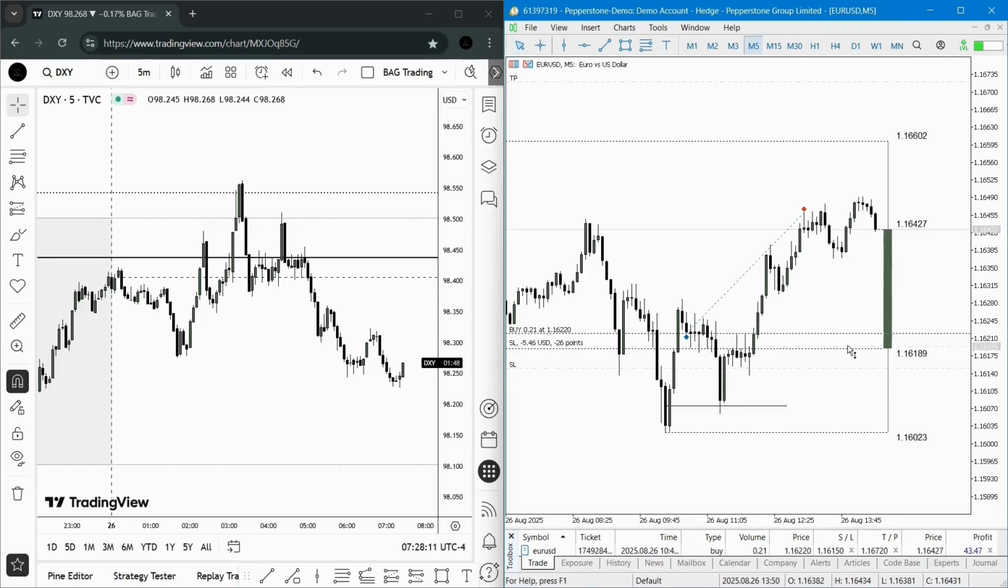Once again, at this moment, I raise my stop loss up above break even to trim some risk off of the trade.